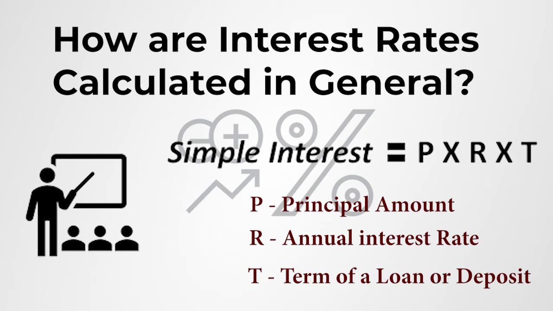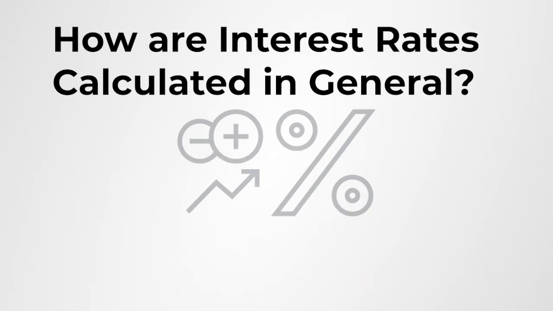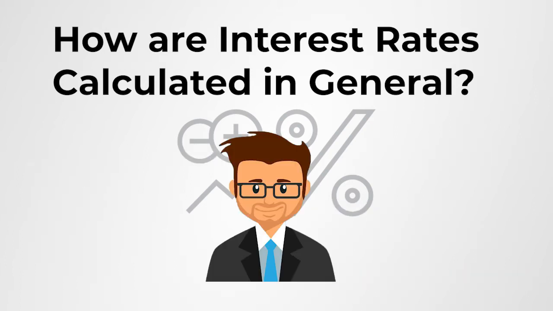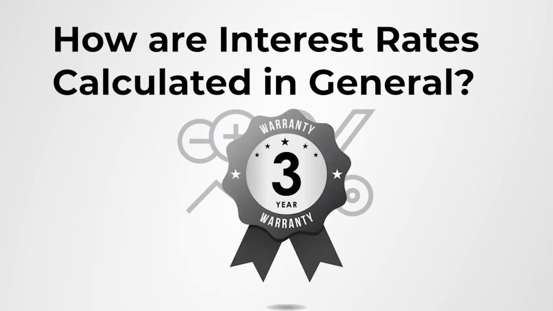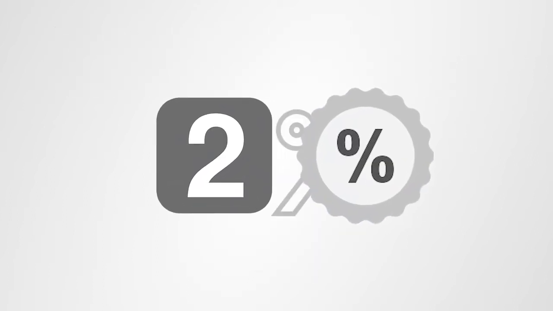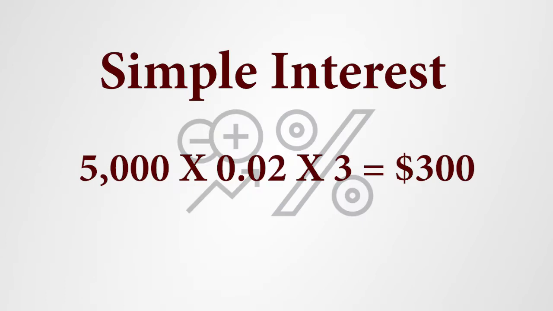Let's understand this via an example. For instance, if Mr. Mark Breeze borrowed $5,000 for 3 years at the rate of interest of 2% per annum, the simple interest will come out to be 5,000 into 0.02 into 3, that is $300.